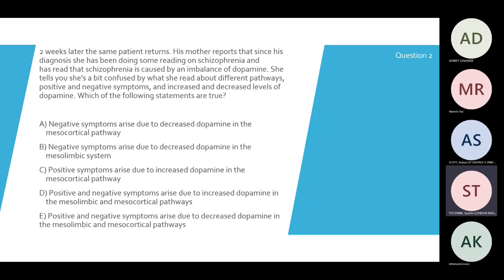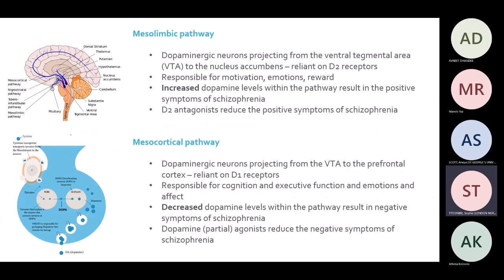So the correct answer to this one is option A. Negative symptoms arise due to decreased dopamine in the mesocortical pathway. So we'll launch into some hardcore neurophysiology here. We've got 4 main dopamine pathways that we see within the brain. These are the mesolimbic, the mesocortical, the nigrostriatal, and the tuberoinfundibular. And what these pathways basically mean is that we've got a load of dopamine neurons that are connecting one part of the brain to the other.